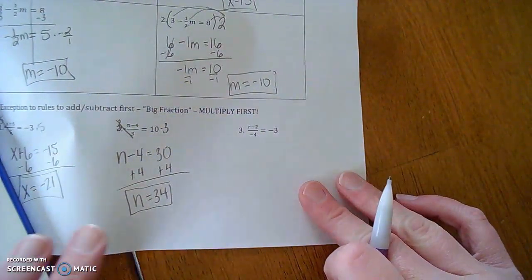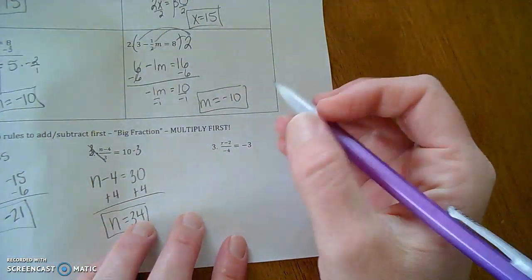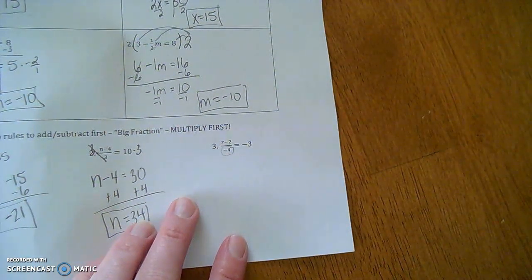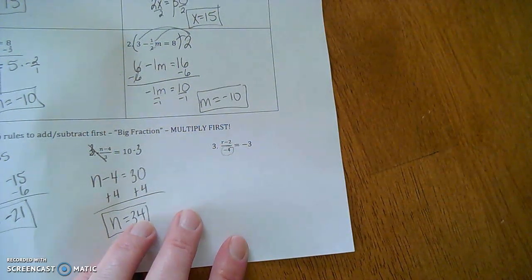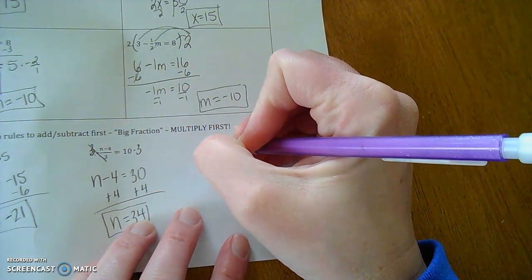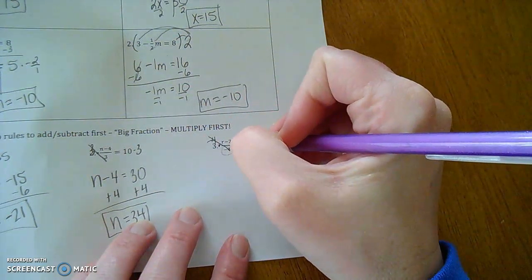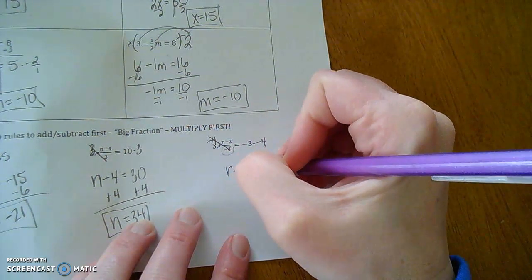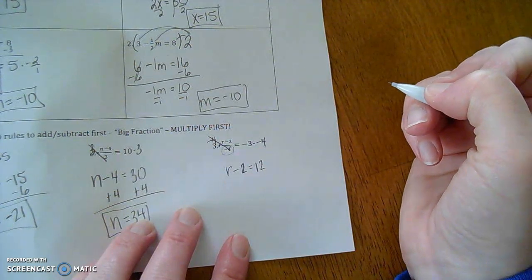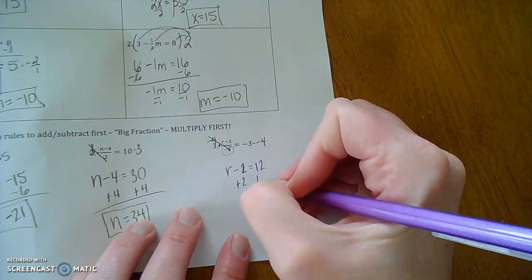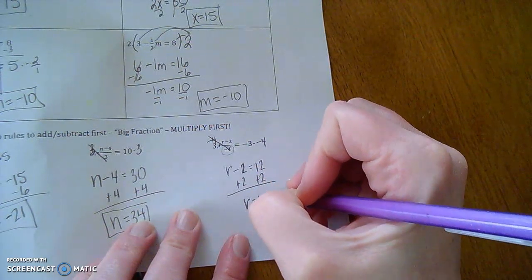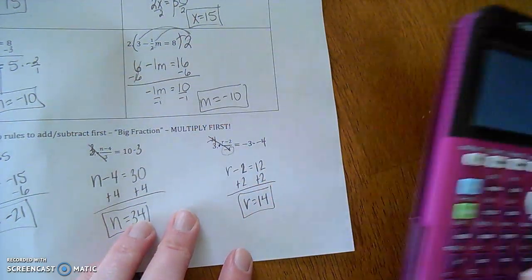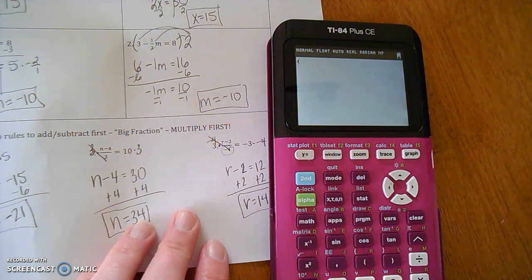All right, last one. This one looks a little scary because of all the negatives in there. But again, the only thing you're concerned with first is the denominator. The denominator is negative 4, so to get rid of divide by negative 4, we have to multiply by negative 4. Make sure you take the negative with it. R minus 2 equals 12. Then we just need to add 2, R equals 14. So we would have parentheses 14 minus 2 divided by negative 4 to get negative 3.